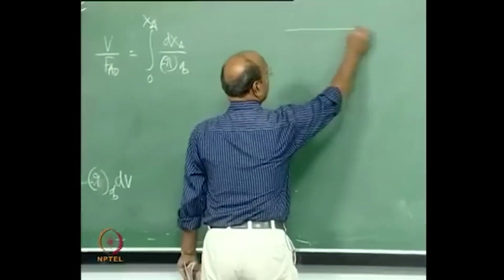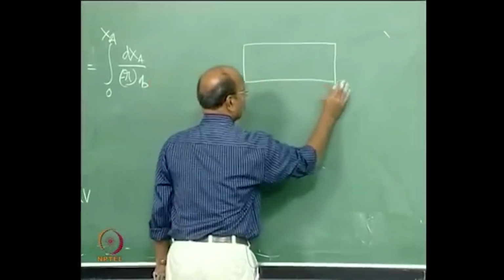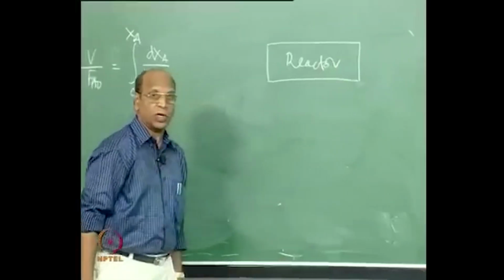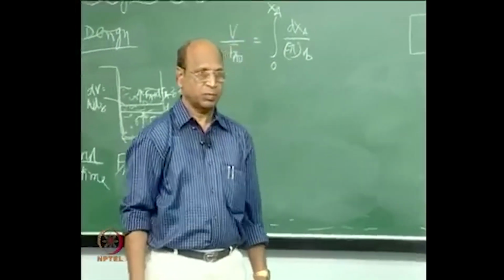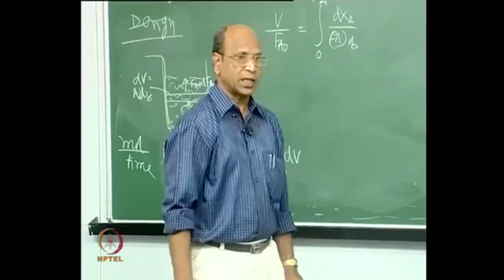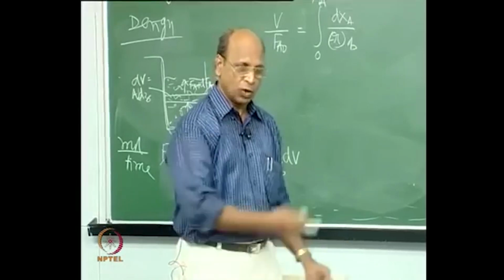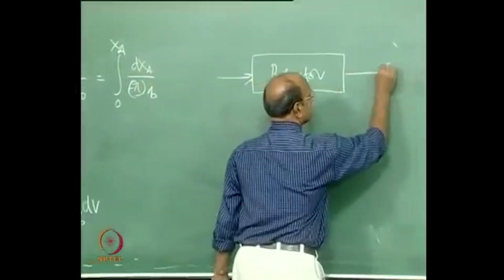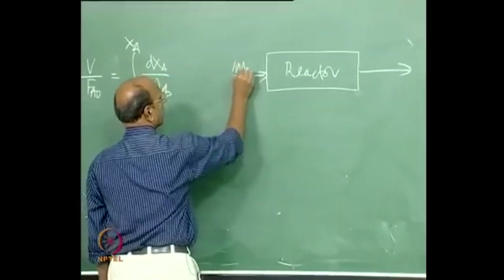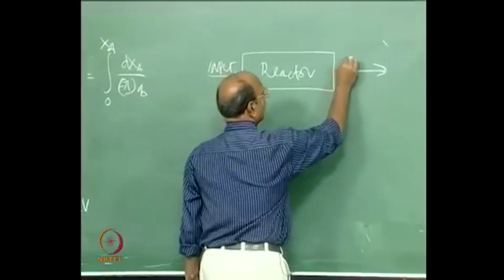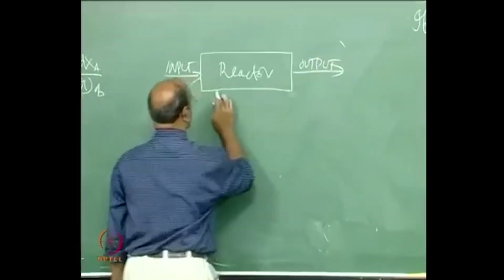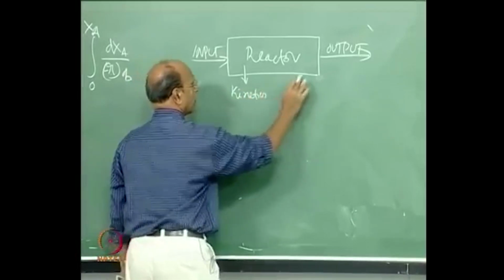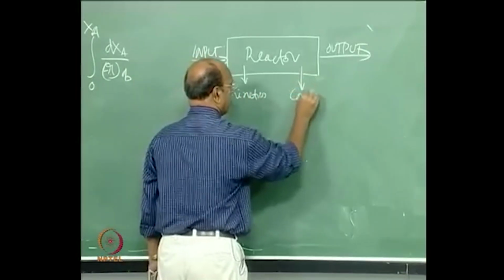And to close, we will go back to where we started. I told you that anything which has a beginning will also end. So now we will end here with the same diagram. So this is the reactor, input, output, kinetics, contacting.